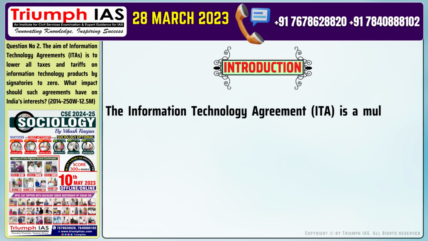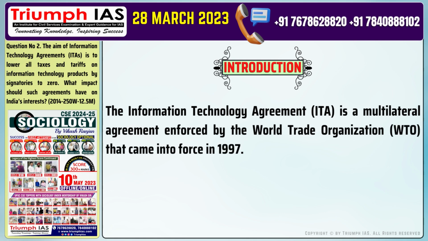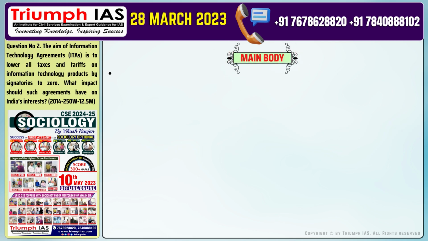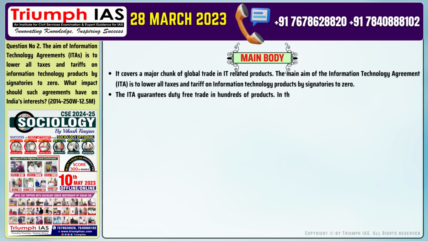The Information Technology Agreement (ITA) is a multilateral agreement enforced by the World Trade Organization (WTO) that came into force in 1997. Moving on to the main body of the answer. Number 1. It covers a major chunk of global trade in IT-related products. The main aim of the ITA is to lower all taxes and tariffs on information technology products by signatories to zero. Number 2. The ITA guarantees duty-free trade in hundreds of products.